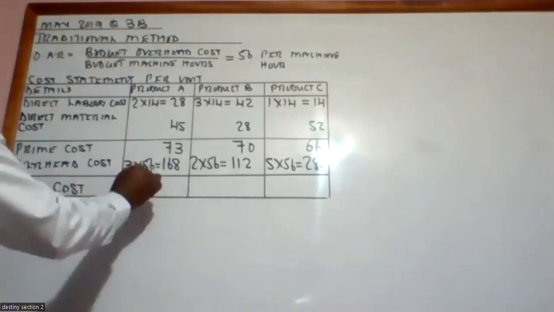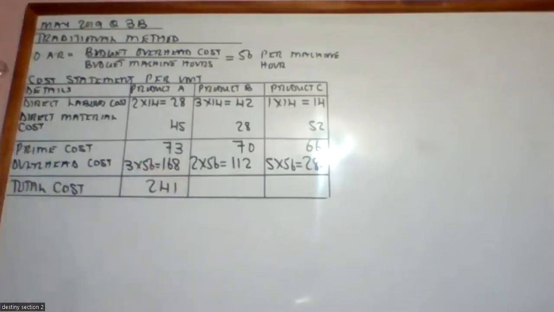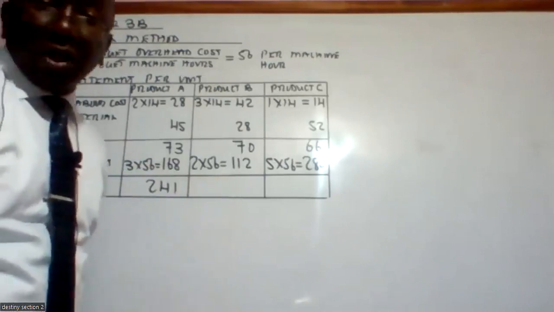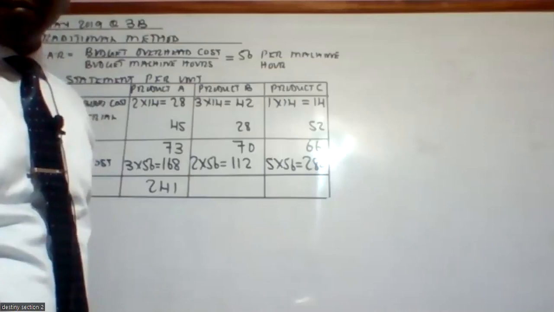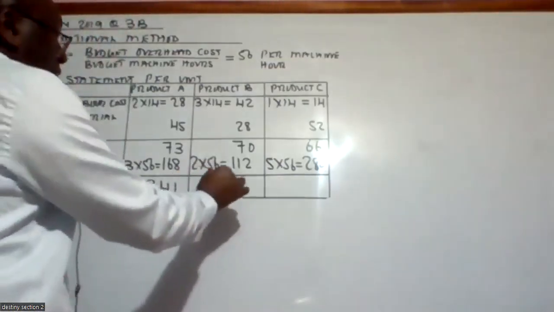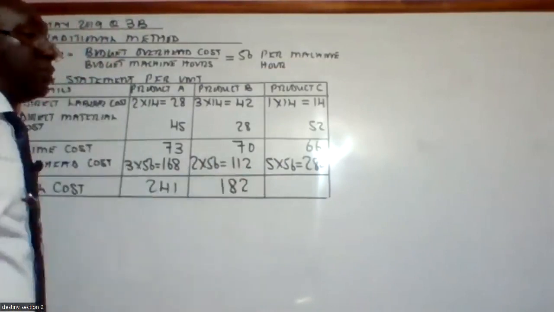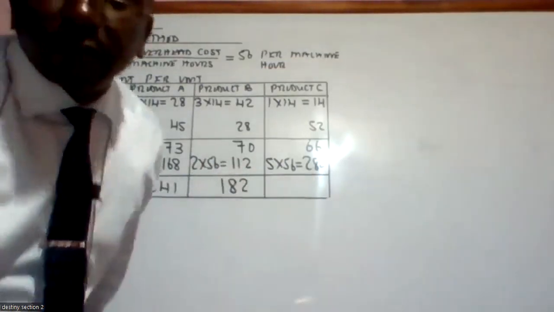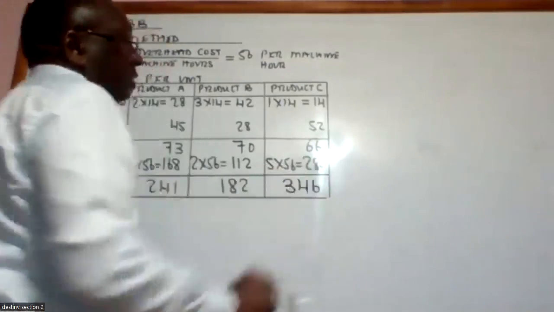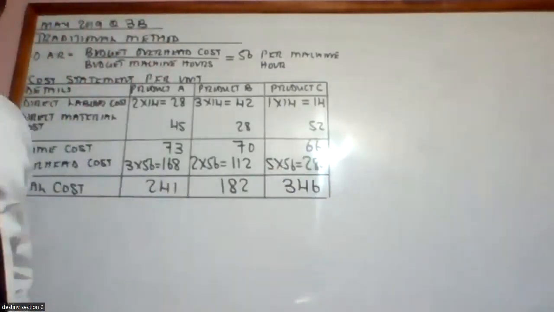241. 70 plus 112. 182. And the last one, 346. So that is the costs.